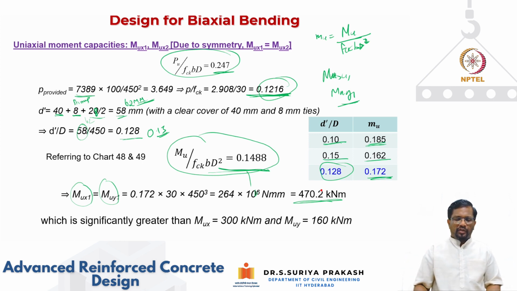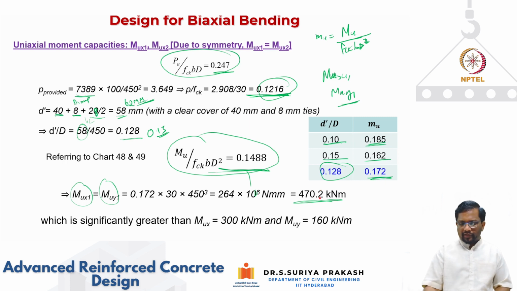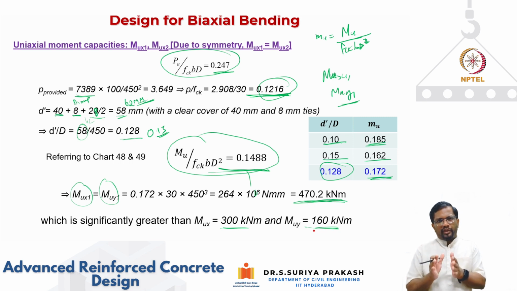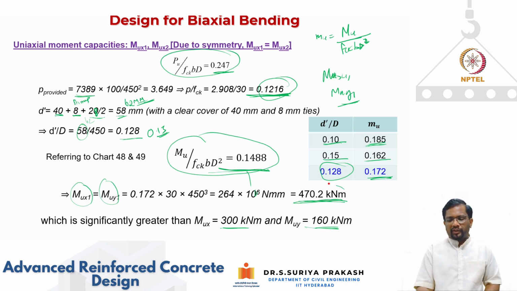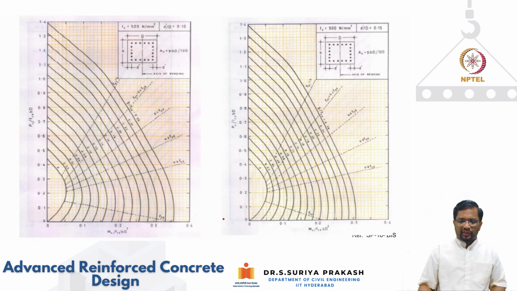So what is the next thing to use the load contour method? I need to find out what is alpha. Also, you find that this uniaxial bending moment capacity should be sufficiently higher than your demand, which is 300 and 160, because we are talking about interactions. We are not talking about one uniaxial bending. Whatever uniaxial bending capacity I have designed should be significantly higher than your demand. Then only will I satisfy the load contour equation, right? So we will see now whether we satisfy.